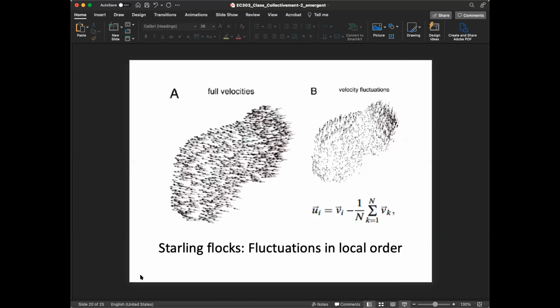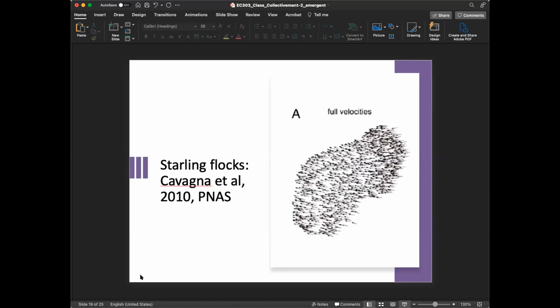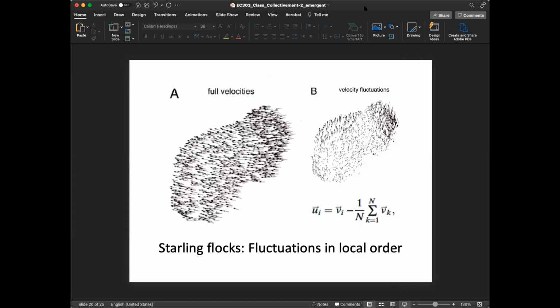So what they did in this case was they actually used a 3D camera setup mounted on top of a building, in this case the physics department in Rome. They took images, and because they used multiple cameras, they were able to construct 3D positions of the flocks. And this is what they do.